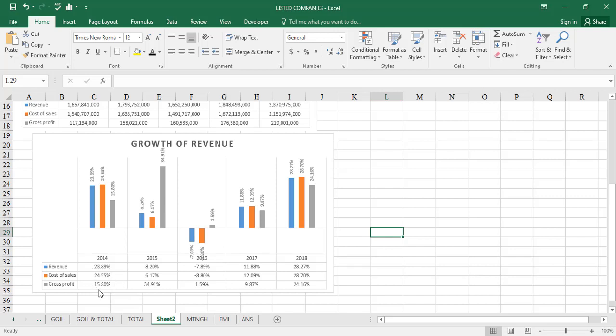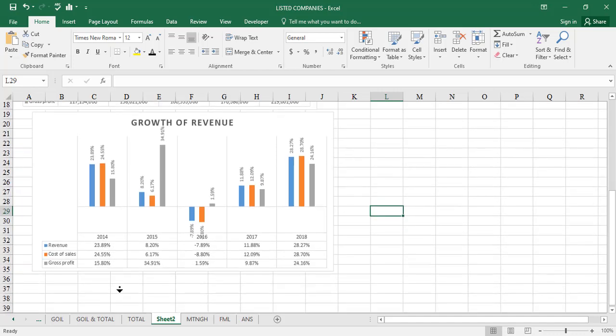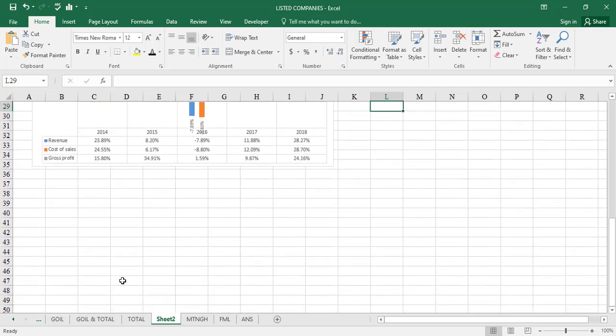Now let's look at the gross profit. It stood at 15.8% in 2014, that is the growth rate, and in 2016 it increased by just about 1.59%, and in 2018 it increased by 24.16%. So you realize that over the 5-year period, their gross profit hasn't been growing as much as you may expect it to be for an oil and gas company like Total Ghana. So this has been their growth rate.